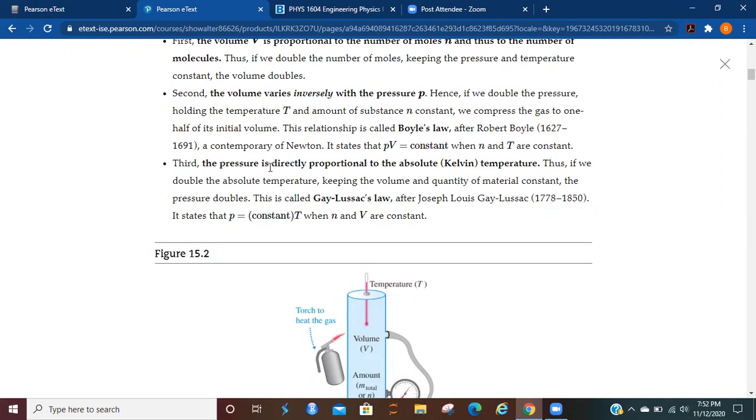The third thing here is that the pressure is directly proportional to the absolute Kelvin temperature. So if you double the absolute temperature and you keep the volume and quantity of material constant, then the pressure doubles. This is called Gay-Lussac's law, where the pressure is equal to some constant times T, and you hold the other two variables constant, then you can see the relationship.